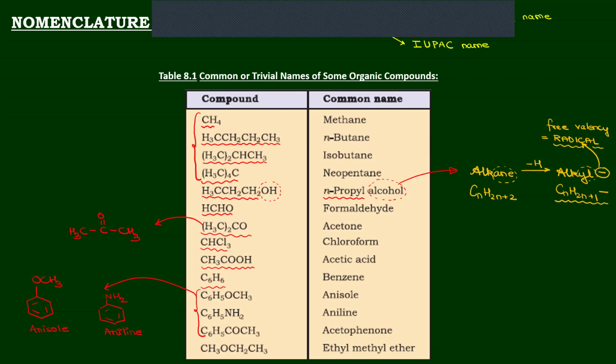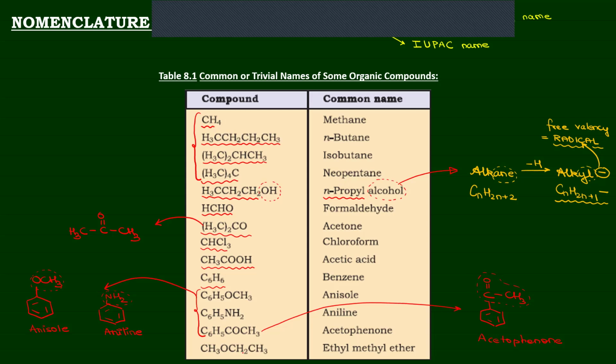And the third one is, let me draw it over here, C double bond O CH3 attached to the benzene. So this is an aromatic ketone which is given the name acetophenone. So just remember the groups on the benzene: OCH3 is called anisole, NH2 group is called aniline, and COCH3 is called acetophenone.